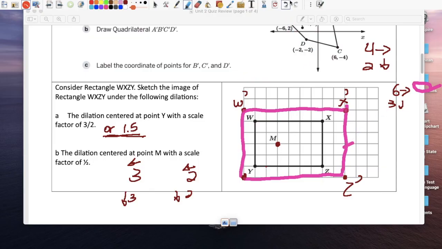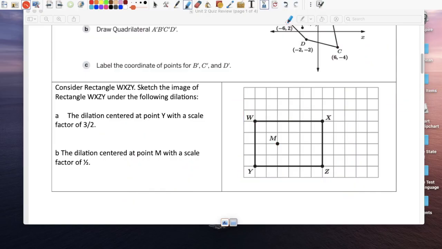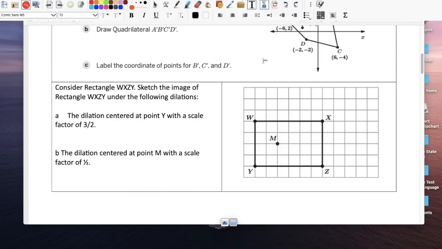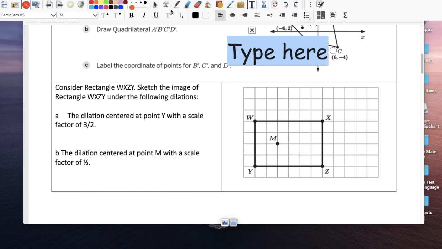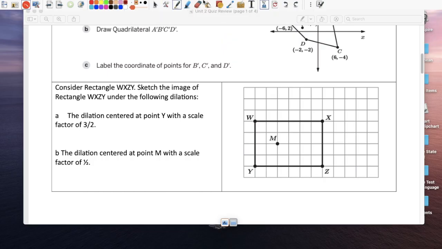Now the second one, so I'm going to erase all that. We want a dilation against the same point M, but instead of a scale factor of 3/2, it's a half. So everything gets cut in half. So let's do W. To go to W from point M is 2 to the left and then 2 up. If you cut that in half, it means you go 1 left, 1 up, which makes W double prime here.